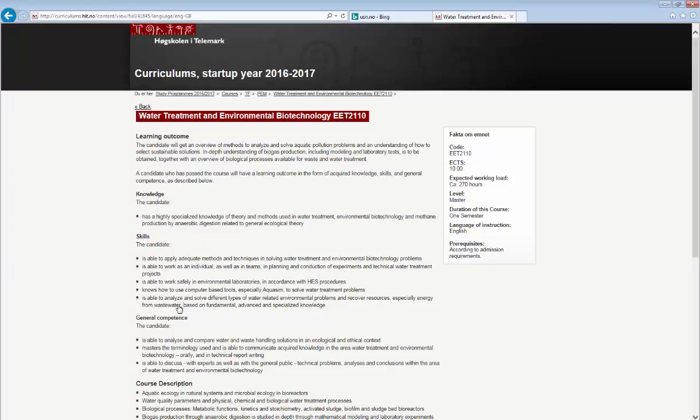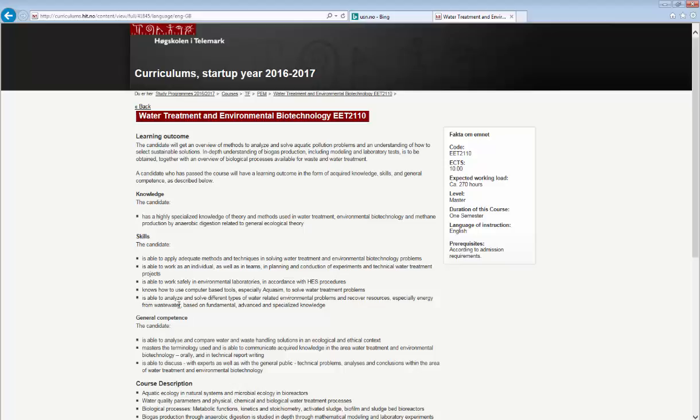Here we can learn what you're supposed to learn in this course, what kind of skills you're supposed to obtain, and how we organize it. The idea is that you should learn how to solve pollution problems in water, whether it's wastewater treatment or how we treat drinking water before it's safe to use. You need to learn how to select sustainable solutions, and this requires some in-depth understanding of a range of topics, really, more than we can cover in a course like this.